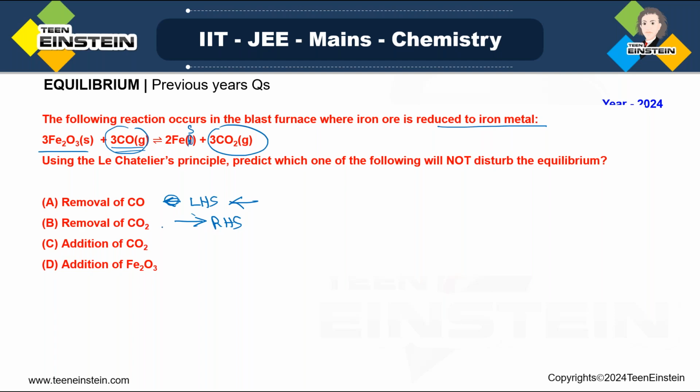Then addition of CO2. Now you are increasing the concentration of CO2, but to maintain the concentration of CO2, the equilibrium will be shifted towards left hand side so that more CO2 is consumed. Here also it will disturb the equilibrium. Only the last one, addition of Fe2O3, because it is in solid state. And when something is in solid state or liquid state, it actually doesn't matter whether you increase or decrease the concentration. And that is the reason this will be the correct option. Okay.